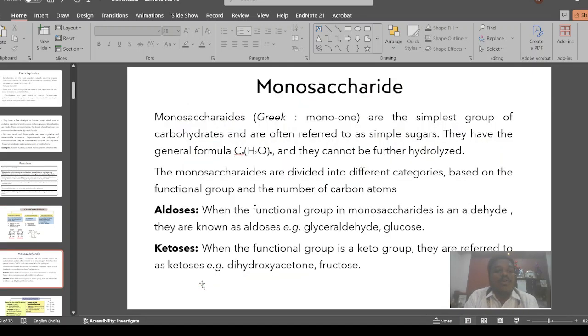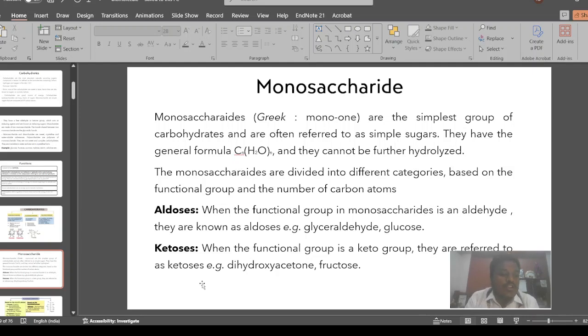Now monosaccharides. Monosaccharides are the simplest group of carbohydrates. In the Greek word, mono means one, and they are often referred to as simple sugars. They have the general formula CnH2nOn, and they cannot be further hydrolyzed because it is the simplest form. Monosaccharides are divided into different categories based on the functional group and the number of carbon atoms.